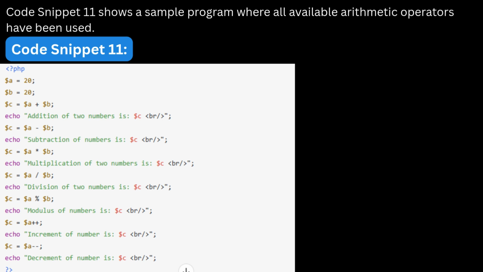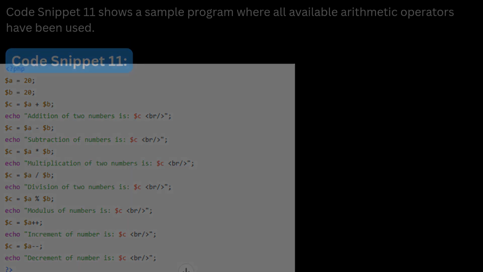Together, this code snippet gives us a complete demonstration of how PHP handles all its basic arithmetic operations: addition, subtraction, multiplication, division, modulus, increment, and decrement. As you practice writing PHP programs, you'll find yourself using these operators constantly, whether you're doing numeric calculations, updating counters, or performing logic that depends on changing values.